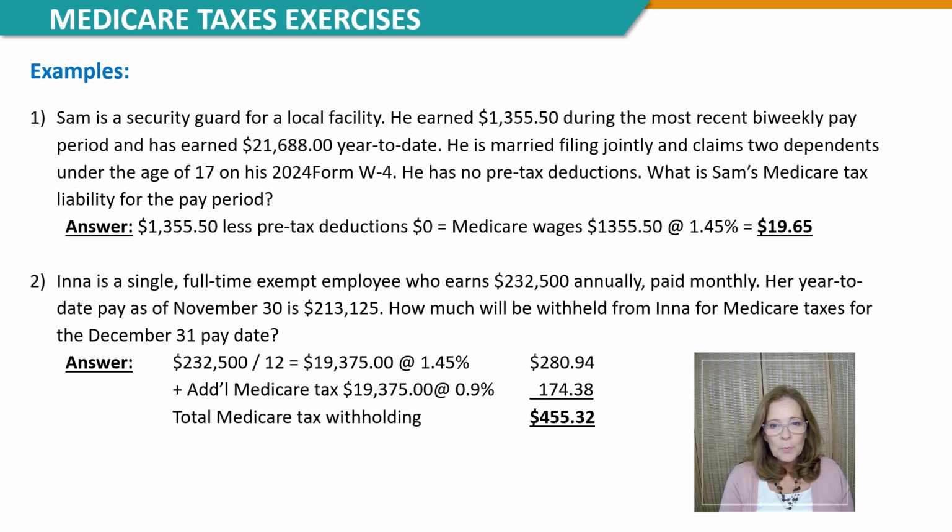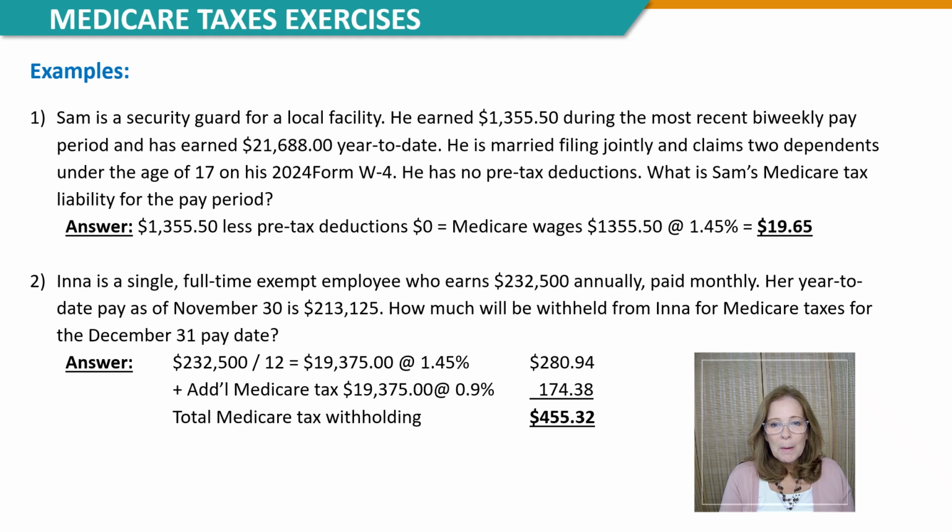Here are some examples for the calculation of Medicare taxes. Sam is a security guard for a local facility. He earned $1,355.50 during the most recent biweekly pay period and has earned $21,688 year to date. He's married, filing jointly, and claims 2 dependents under the age of 17 on his 2024 Form W-4. He has no pre-tax deductions. What is Sam's Medicare tax liability for the payroll period?